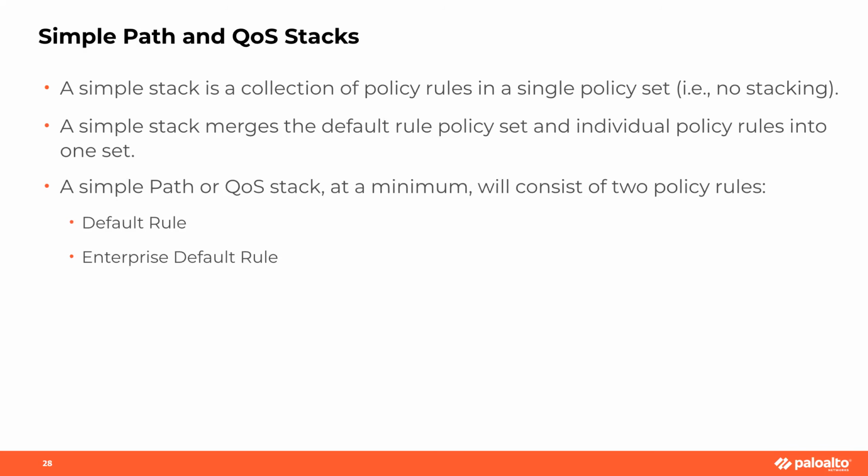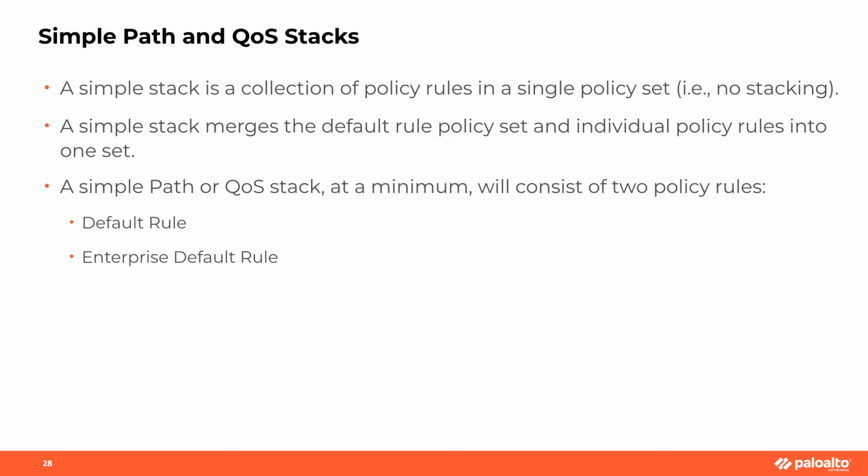So for path and QoS, there is always two default rules. These cannot be modified, or some characteristics can be modified, but they cannot be deleted. So there is a default rule, and you can think of this as your quad zero in the routing world. It's for traffic that doesn't match any other rules, but is destined to a public IP address. And then the enterprise default rule, this is a rule that matches out of the box for any RFC 1918 address space, or any private address space that you may have, so 10.x, 172.16, and then 192.168.